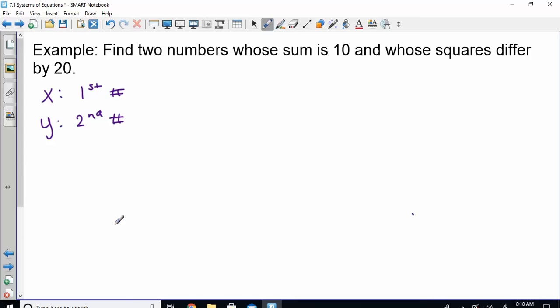Now we have to try to write equations for this. So if I look, it tells me whose sum is 10. What does sum mean? So x plus y equals 10. What if I had said the sum of their squares was 10? What would you do? x squared plus y squared equals 10. Okay. And whose squares differ by 20. What am I talking about when I say they differ? Subtraction. They're squares, so that would be x squared minus y squared equals 20.